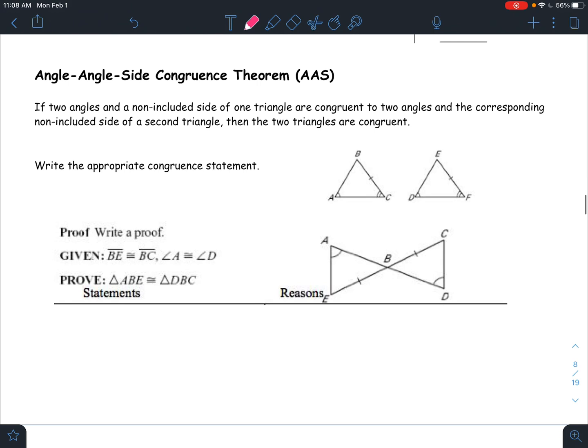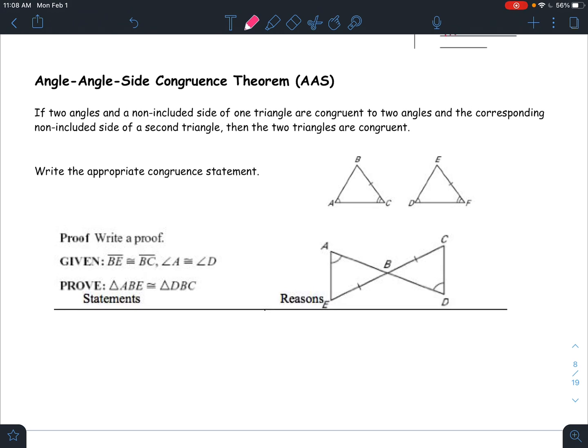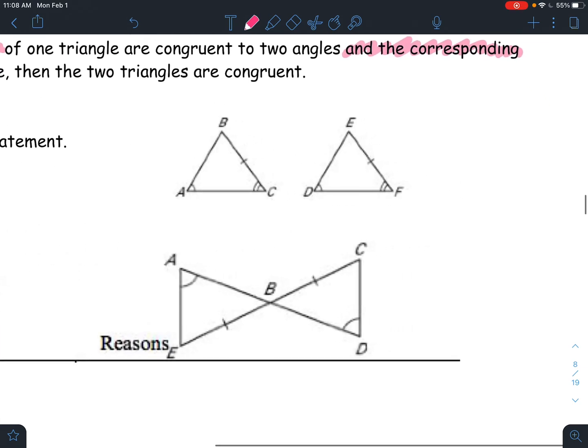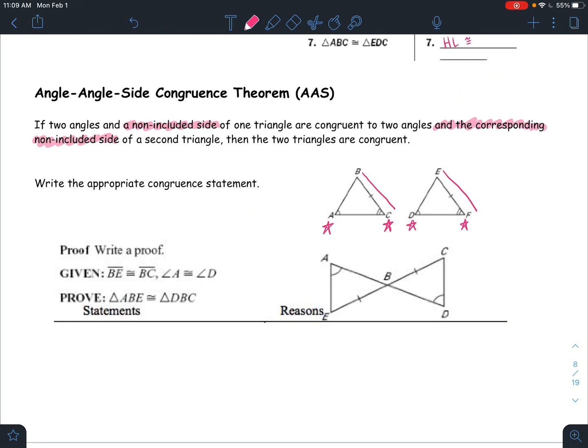Our last one here that we're going to talk about today is angle-side congruence. Notice the order of our letters. If two angles and a non-included side of one are congruent to two angles and the corresponding non-included side of a second, then the two triangles are congruent. So if you look at these pictures, we have angle, and a side that is outside of those two angles. Angle, and a side that is only attached to one of those angles.